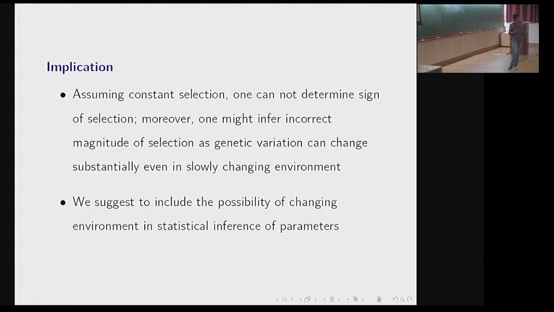And what good is it for? What we are suggesting to our evolutionary biologist friends is that if you assume constant selection, then of course you cannot find the sign of selection. Not only that, if the environment is changing slowly, you might wind up inferring incorrect parameters, because you're inferring them from the depth of that V valley. Now, if the environment is actually changing, even slowly, this depth may be higher or lower, and therefore your inference of the parameters would be wrong. So we suggest that you include in your inference problems the possibility that the environment might be changing.